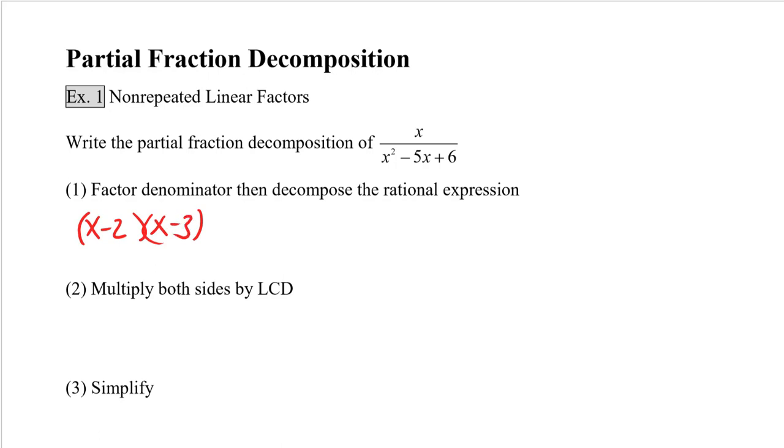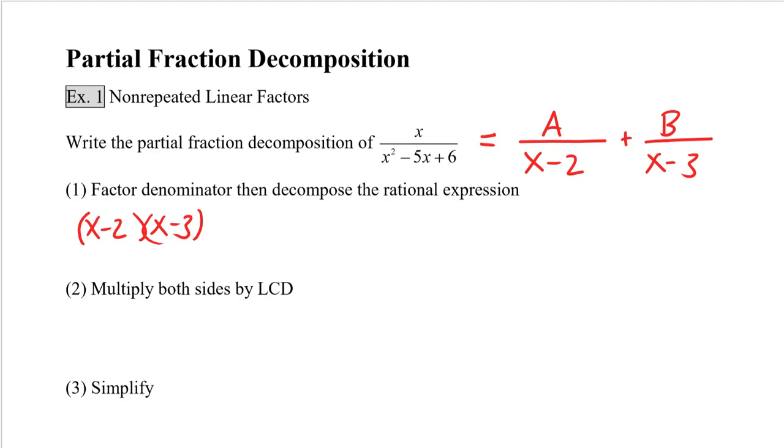And then we will rewrite this expression with one fraction with the denominator of x minus 2 and another fraction with the denominator of x minus 3. Now when you have a linear factor in the denominator, we're looking for a constant in the numerator. So I'll put a constant a here and a constant b here. Now our job is to figure out what a and b are.